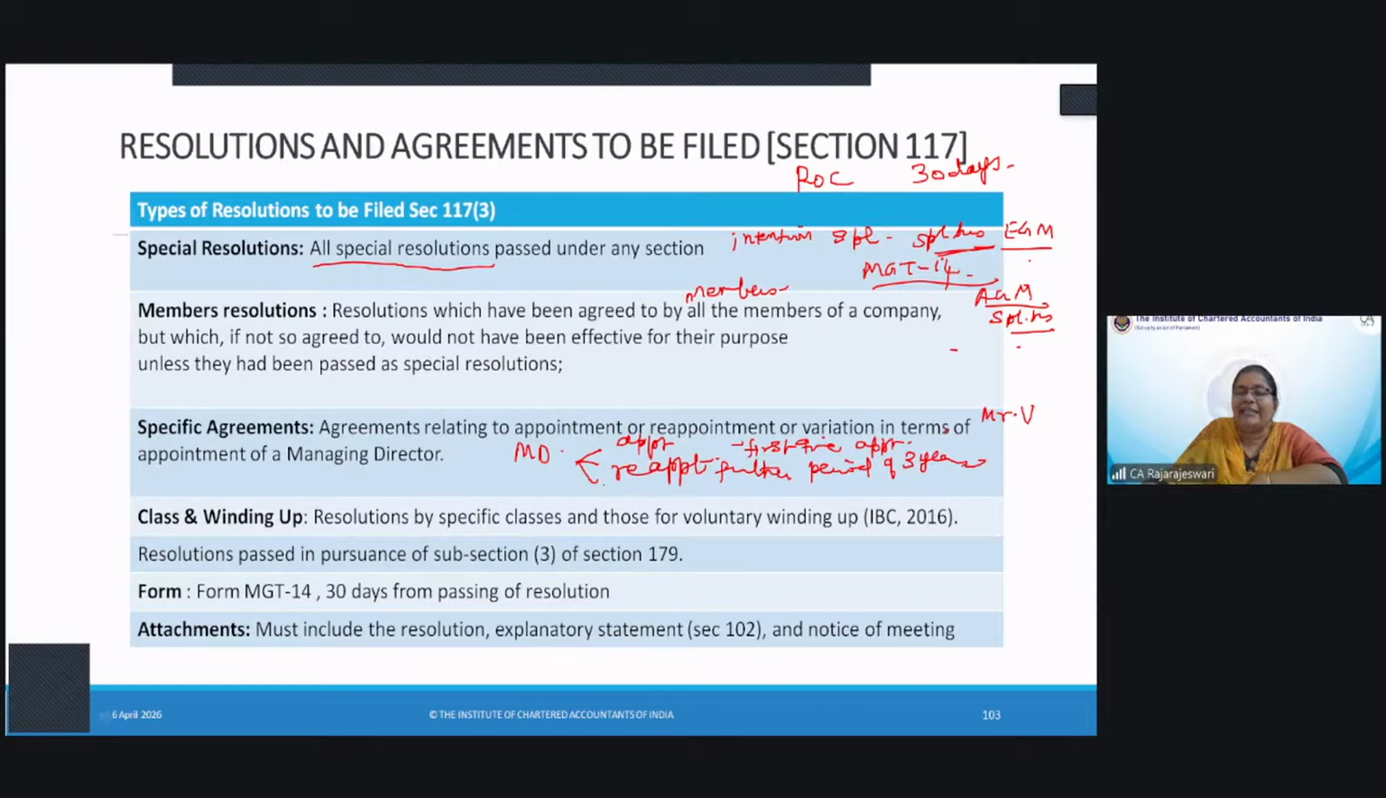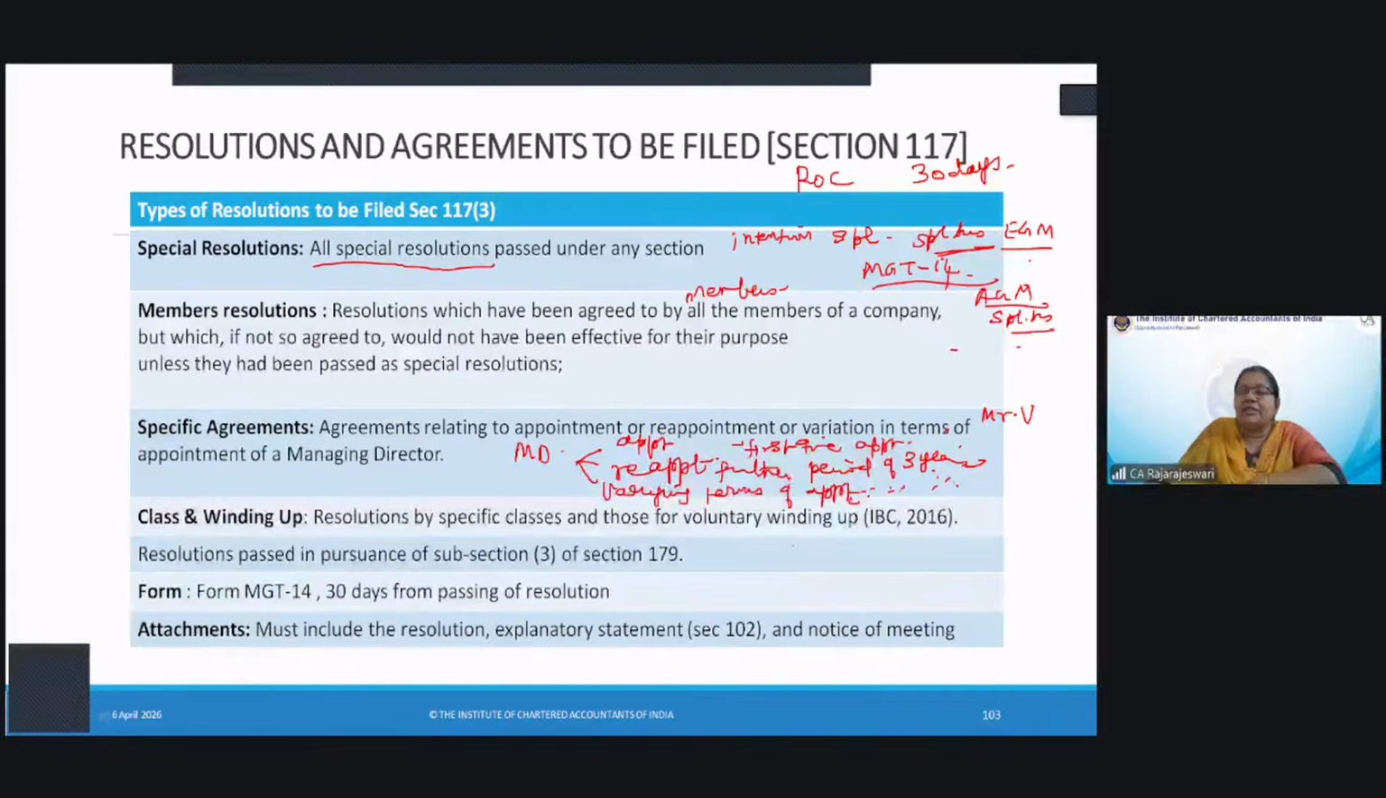Or you are varying the terms of appointment. Suppose his remuneration is increased, then in that case, you are varying the terms of appointment. Or whatever has been specified in the explanatory statement, the terms will be specified in the explanatory statement at the time of appointment. Now it is not a reappointment. During that tenure, you are varying the terms of appointment. Then even in that case, it is a special resolution and you have to file it with the registrar in form MGT 14.